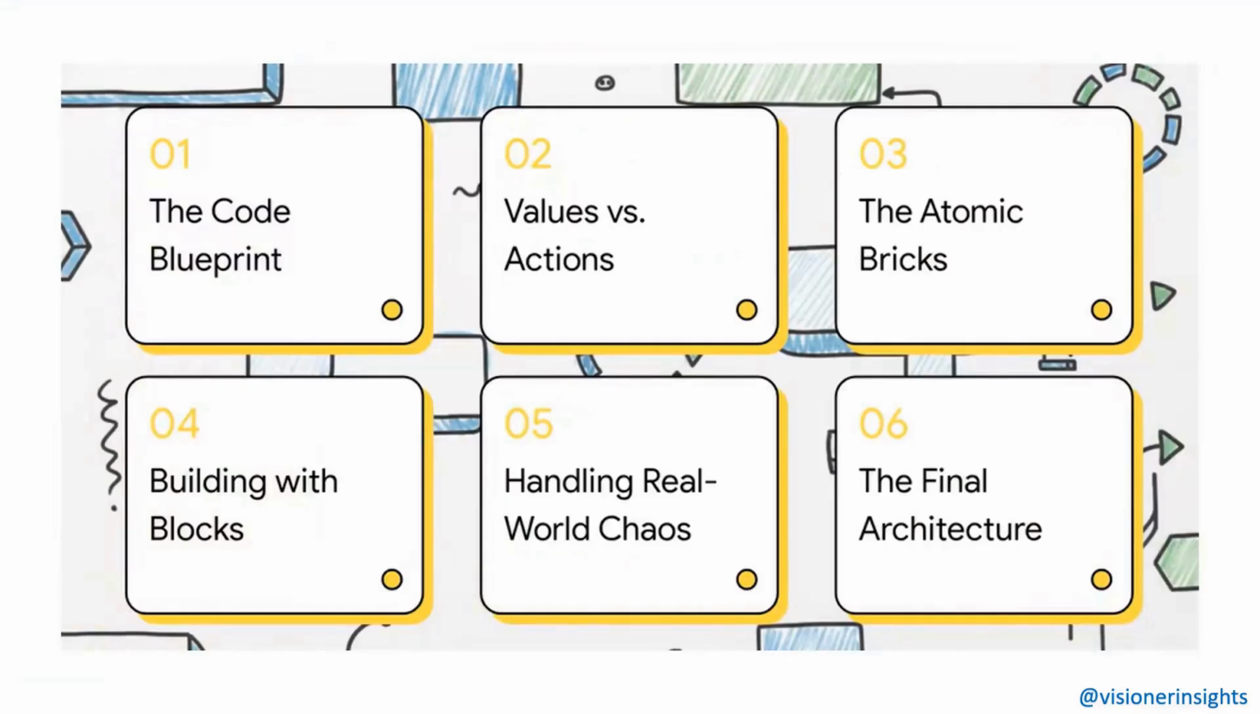We'll start with the huge difference between values and actions. Then we'll look at the atomic bricks of code, see how they get built up into bigger blocks, learn how to handle some real-world chaos, and finally, step back and admire the finished structure.